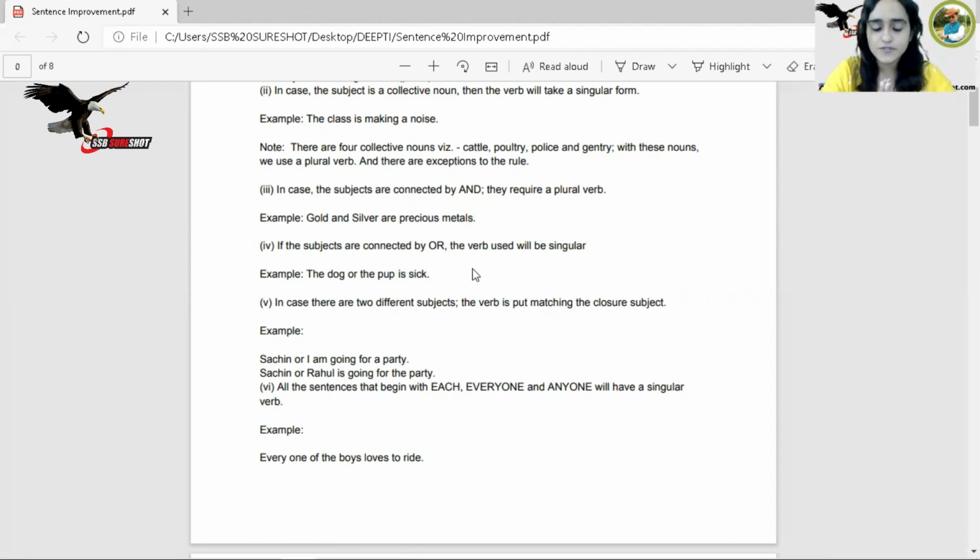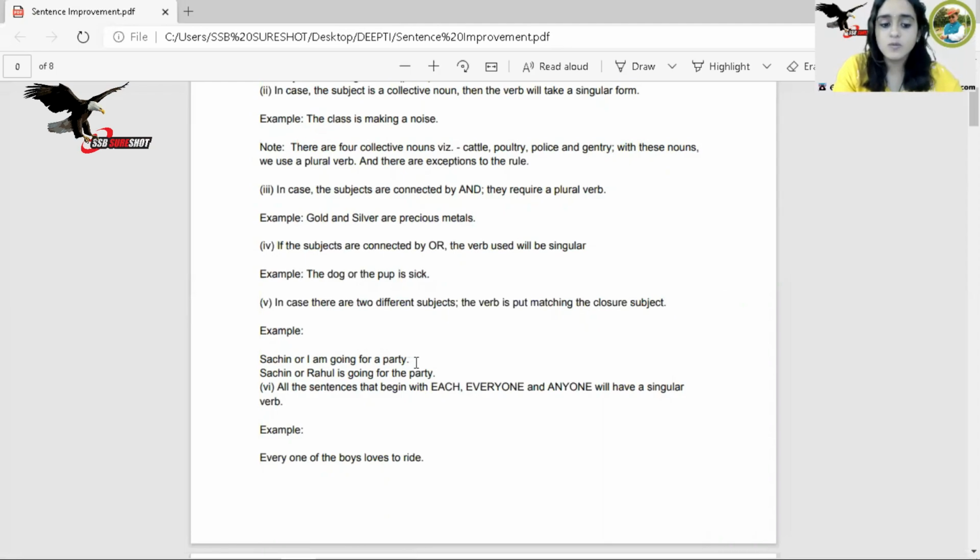In case there are two different subjects, the verb is put matching the closure subject. Closure subject is the subject which comes at the end of the sentence. Let us look at this example. Sachin or I am going for a party.